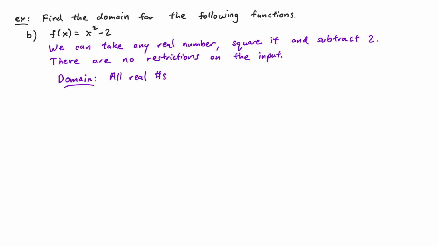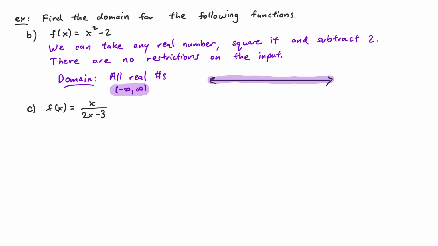If we were to illustrate this on the number line, we're looking at the entire number line. So in interval notation, we can express this as -infinity to infinity. Let's now look at one last example. Here, our function is f of x equals x divided by 2x minus 3.